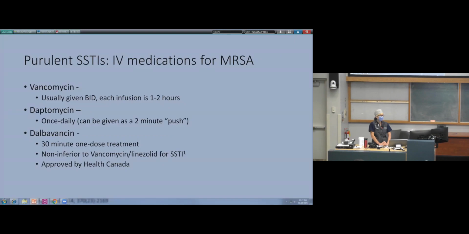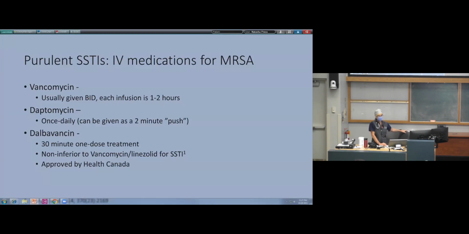I did want to talk about a new antibiotic that is going to be here very soon. It's called dalbavancin, and it's basically like vancomycin, which lasts for a week. I've never used it. I've never even seen it. But it's a one dose treatment and it takes about 30 minutes to infuse.